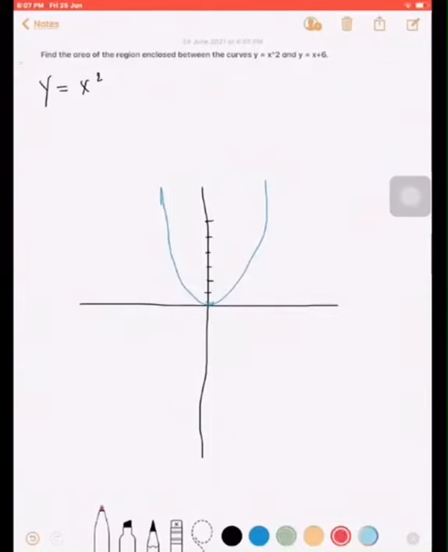The graph of y equals x plus 6 is like this. So how can we determine the area of the region bounded by these two curves?